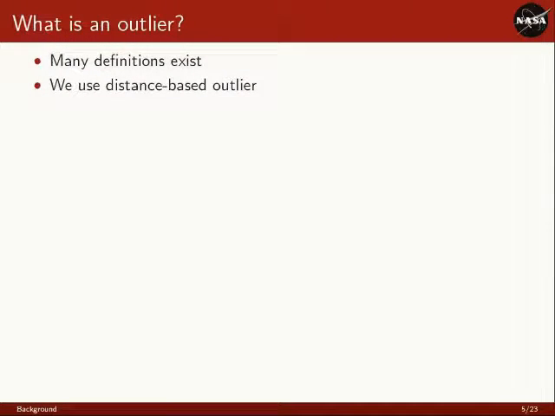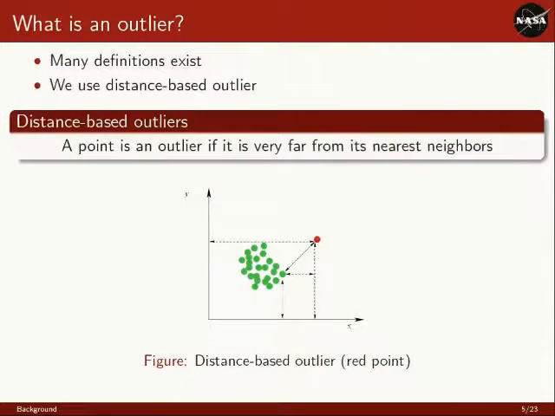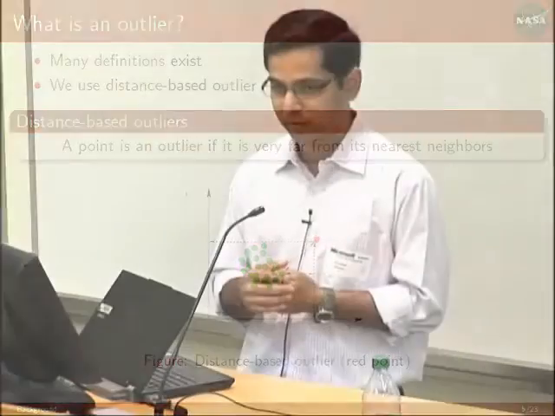So here is the definition of outlier that I'm going to use. I'm going to use the distance-based outlier. The idea is very simple. An outlier is a point which is very far from its nearest neighbor. So here is the red point, which is an outlier, and the reason being, if you look at its nearest neighbor, one of the green points, it's quite far from its nearest neighbor. So that's the idea.